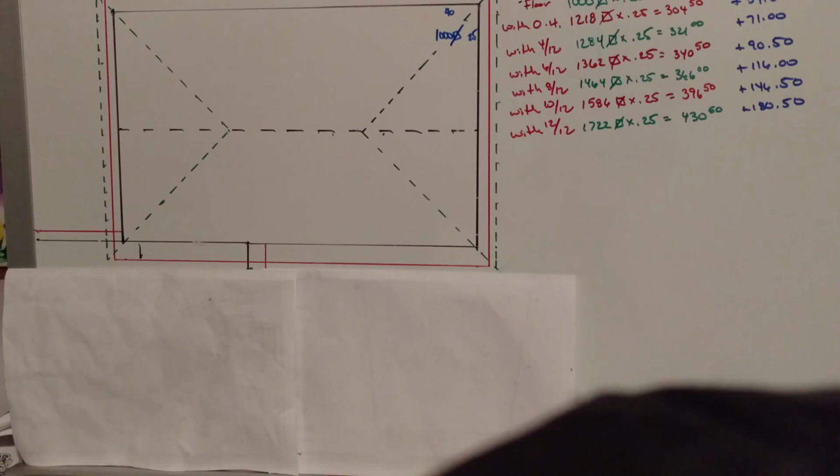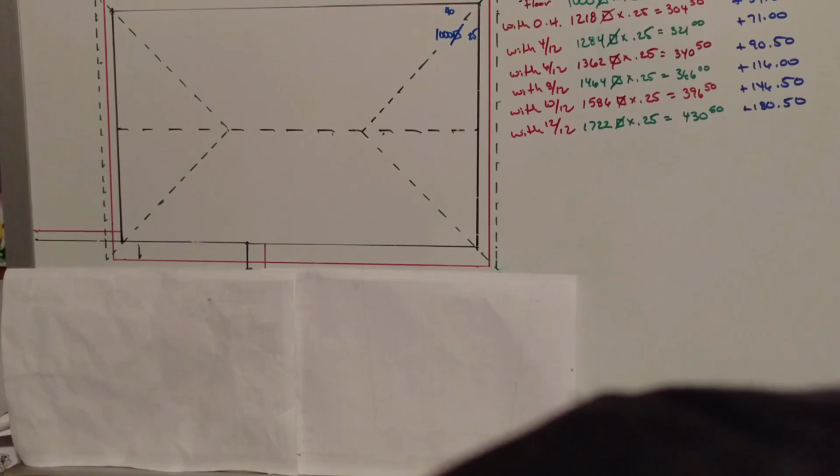Going to a really steep roof, a 10/12 to a 12/12, 1,586 square feet, $396.50. It's $146.50 more, or 1,722 square feet, $430.60, $180.50 more. So you can see by knowing the pitch of the roof, knowing that there's overhangs, you can go from a $250 roof to a $430 roof just by knowing what pitch you've got there and adding the overhangs in there.